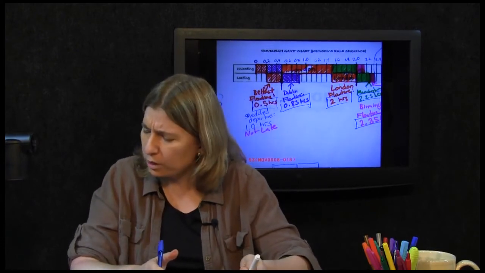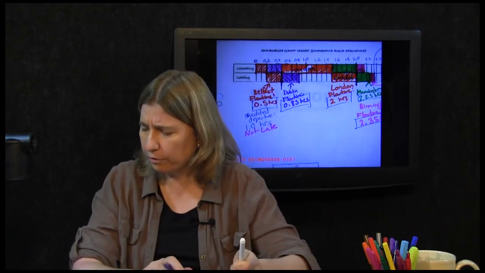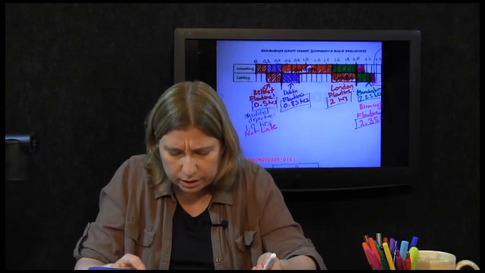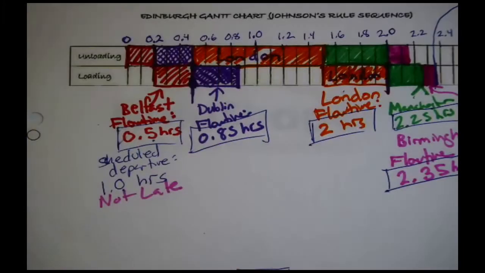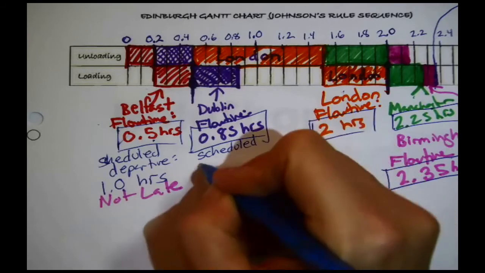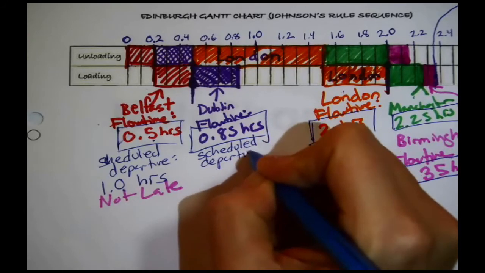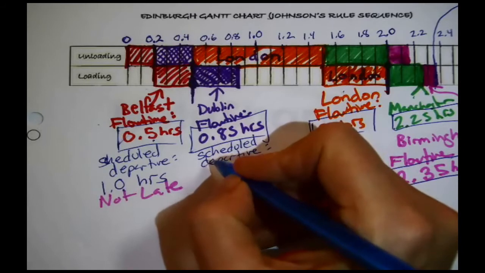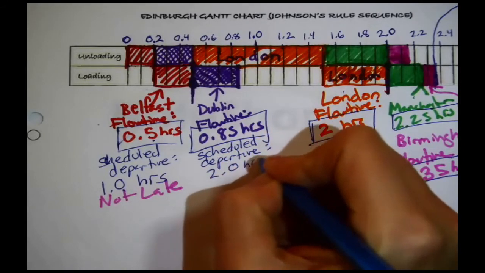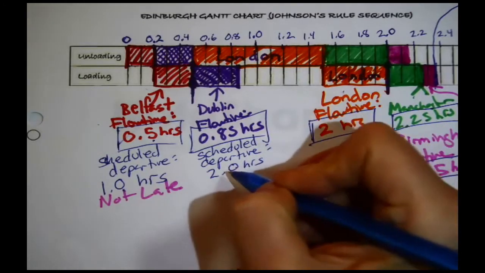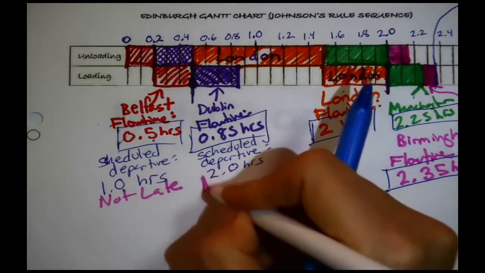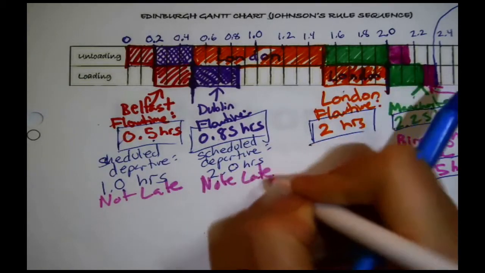Okay, so the next one is Dublin. Dublin, we know, will finish in 0.85 hours, and then we have to look up from the original information when they said it would depart. Scheduled departure, this is just the fact from the earlier scenario: 2.0, in 2 hours. It's scheduled to depart in 2 hours. We will be done with it in 0.85 hours. That one's not late either.